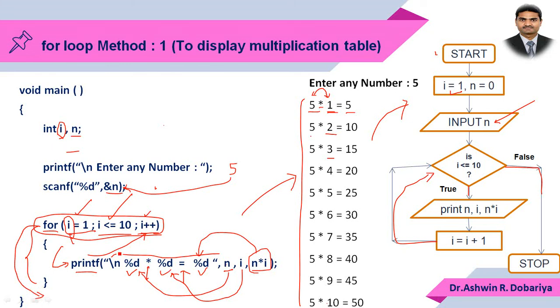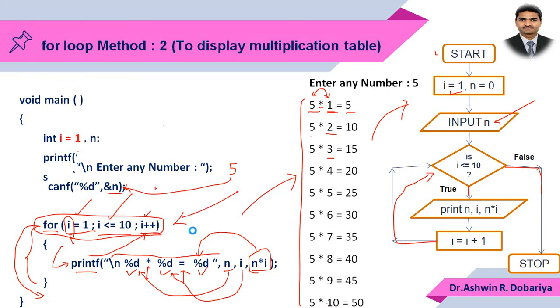Now if you understood this example, then the second method is very easy. We just have to think about how we can write it. This is the common method to use the for loop in a program. Now let's see this other method.